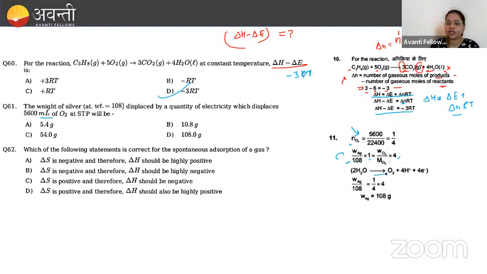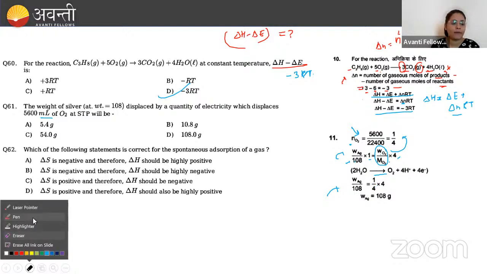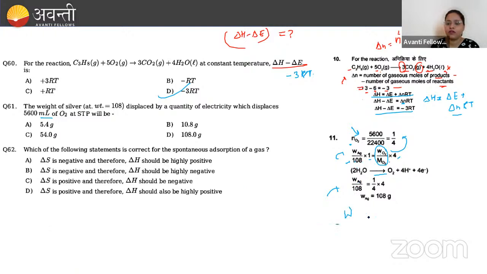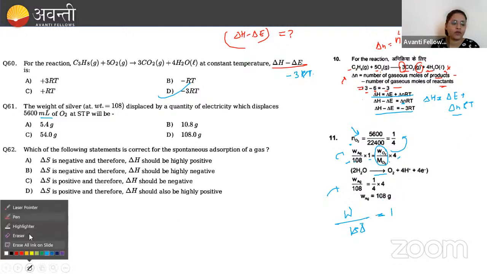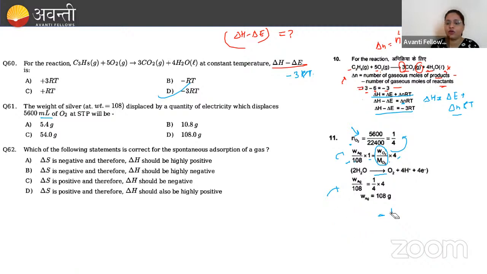So this is the reaction. Let's put all the values. The weight of O2 is 1 gram, and weight by molecular weight is nothing but the number of moles, which is given. The 4 will get cancelled. Sorry, something is wrong with the pad. So we get weight upon 108 equal to 1. So the weight of silver displaced will be 108. This is a very simple formula and a very simple problem. So your option will be D. Any doubt in this? Let's move on to the next problem.